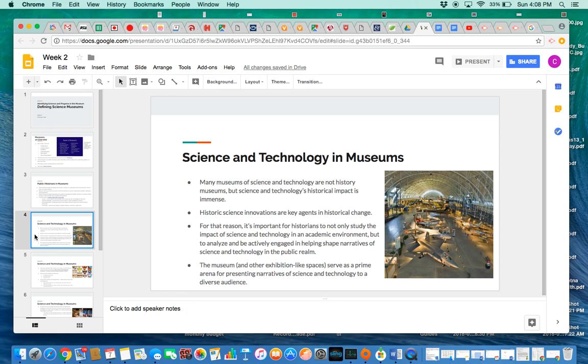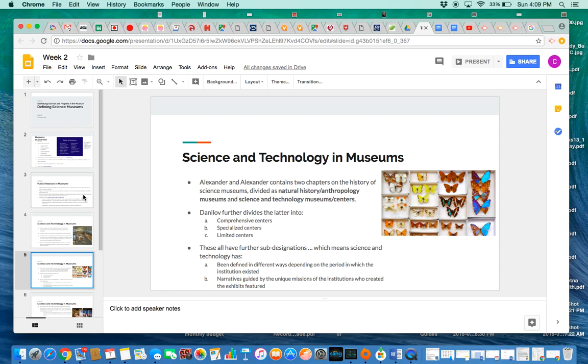But we should, as historians, in our role in our profession, be concerned with how these things are being presented to the public, of which museums are one of the primary ways in which people learn outside of the classroom environment. And so this is the reason why we're looking at the museum and other exhibit-like spaces as an arena for how science and technology narratives are presented, and the value that historians can play in helping enrich that narrative for a diverse audience. And for the purposes of this class, we're looking primarily at the United States.